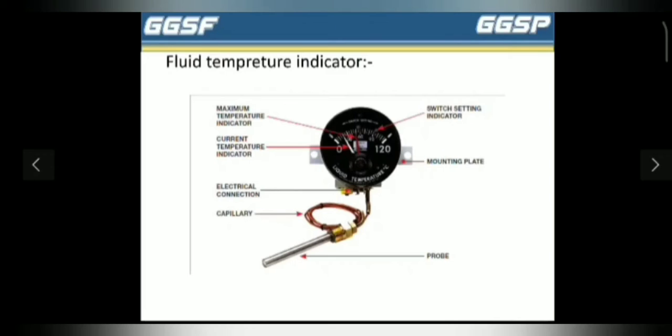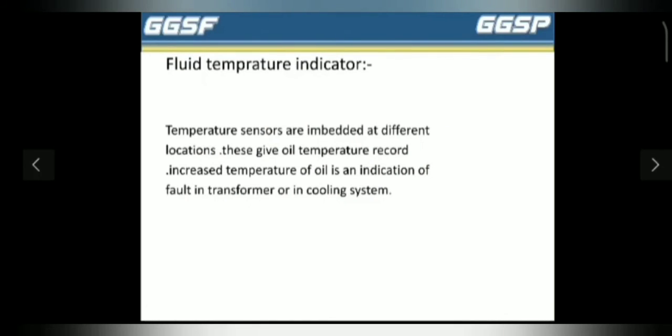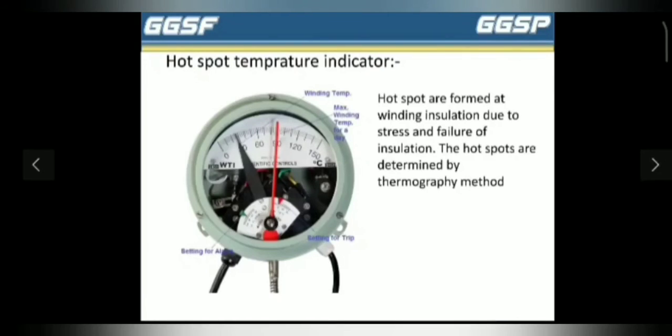Fluid temperature indicator. Here is the fluid temperature indicator meter diagram. Temperature sensors are embedded at different locations. This gives oil temperature record; increased temperature of oil is an indication of fault in the transformer or in the cooling system. Hotspot temperature indicators. Hotspots are formed at winding insulation due to stress and failure of insulation. The hotspots are determined by thermography method.